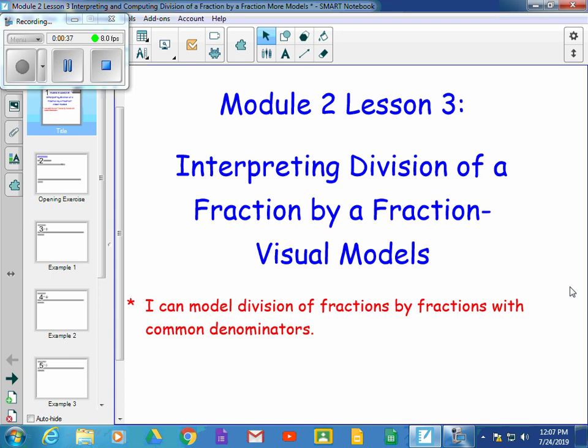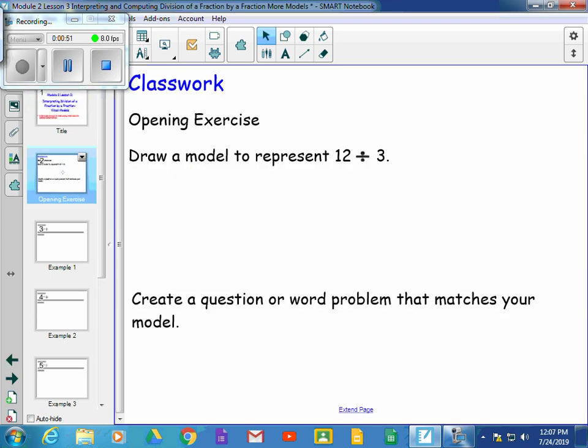in our visual models. Before we get into the opening exercise, as always, pause the video at any time, watch the parts as many times as needed, and make sure that you take good notes throughout. Now let's start on that opening exercise.